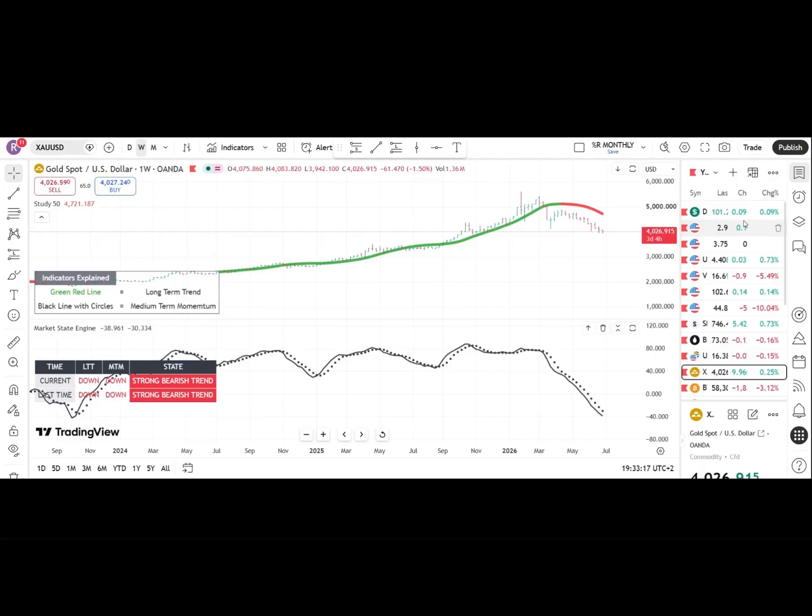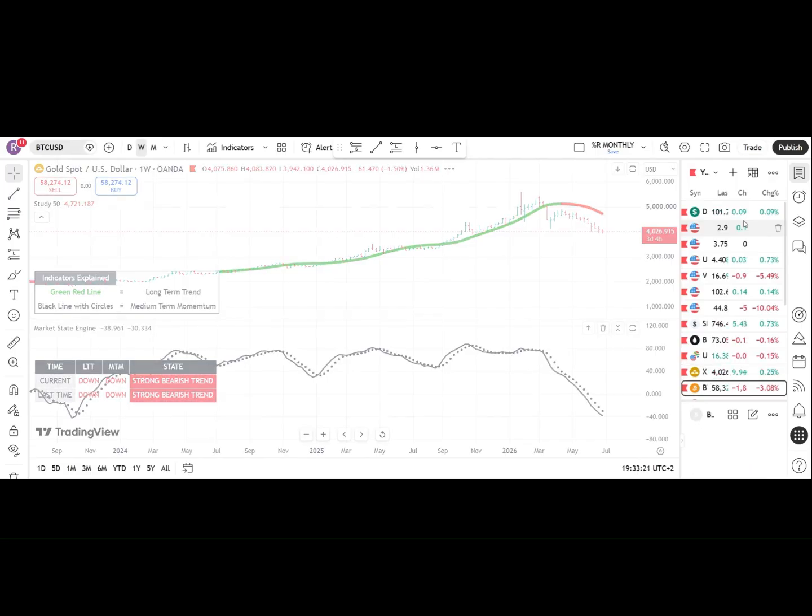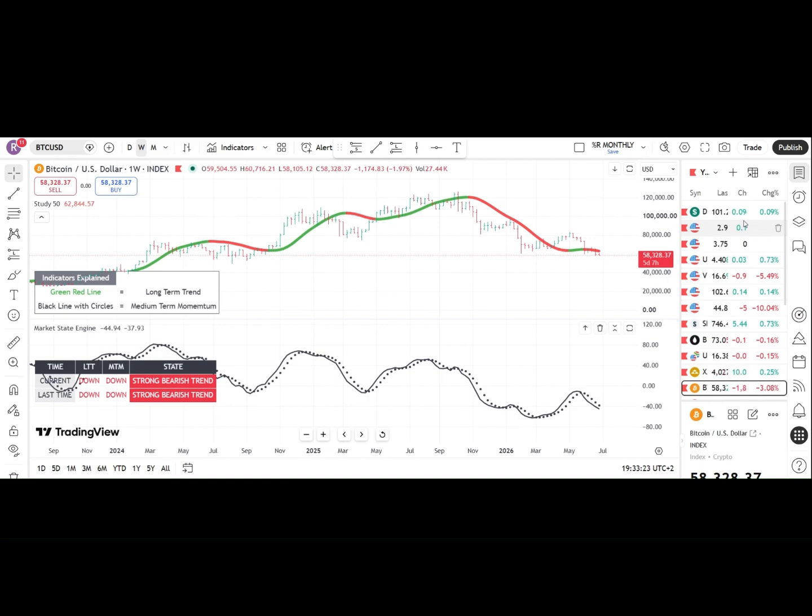Gold is continuing its strong bearish trend on the weekly time frame. The same also with Bitcoin.